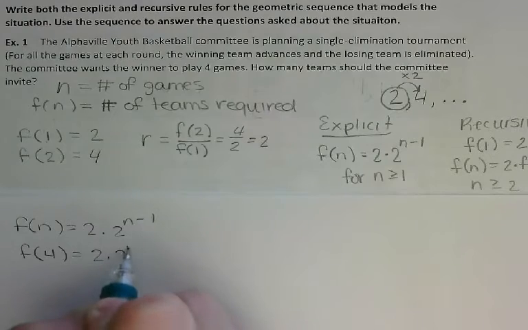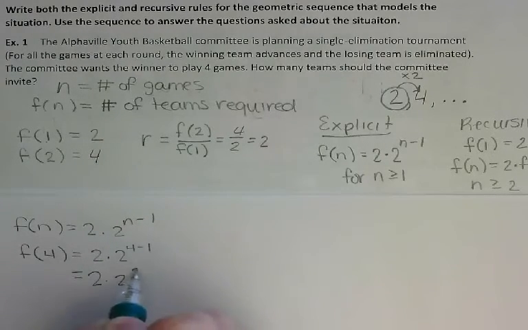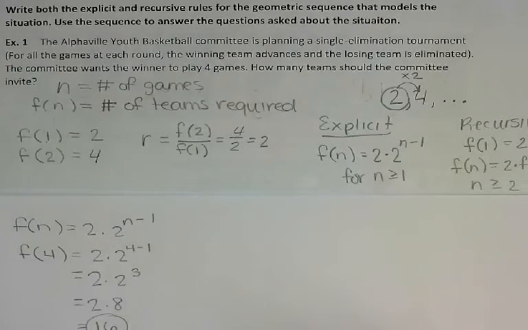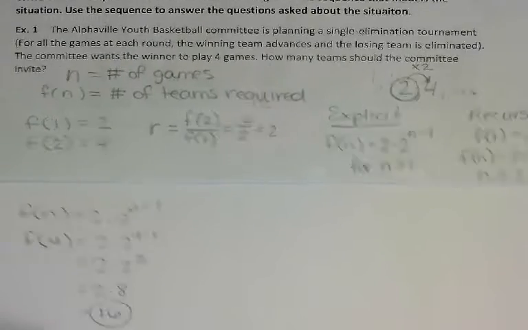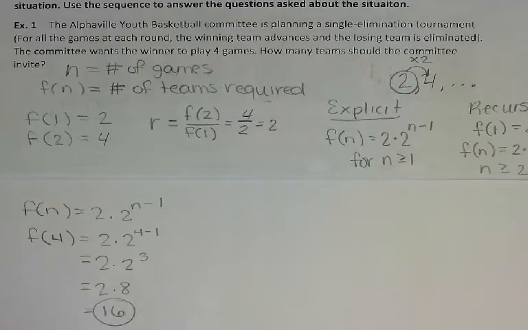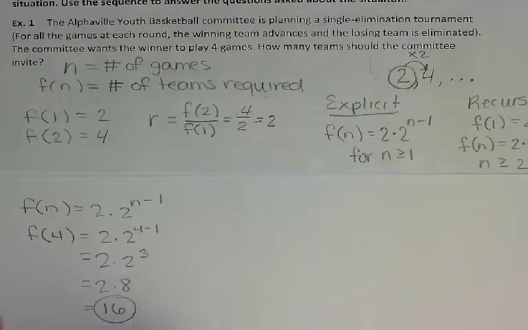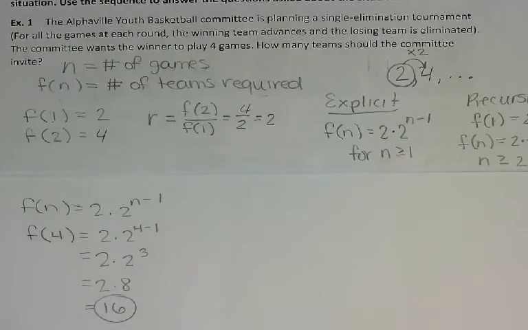So we're going to say 4 minus 1, that's going to give me a 3. So I'm going to say 2 times 8. So we would have 16. So again, 4 games would require 16 teams.